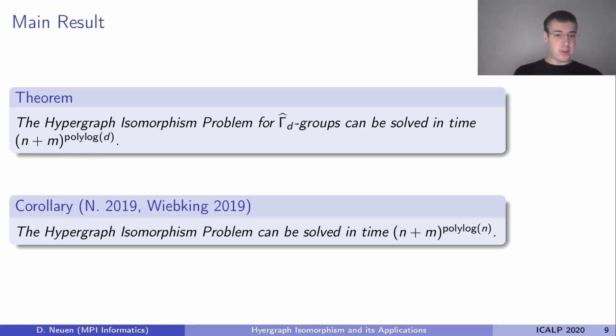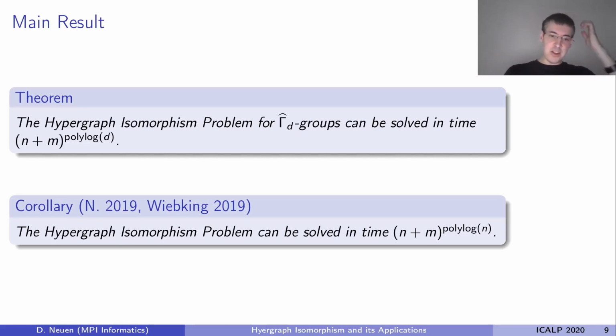And actually the first very immediate implication that we get is the fastest algorithm for the hypergraph isomorphism problem in general. So we have no restriction or no input group given, but we just want to decide whether two given hypergraphs are isomorphic. And well, by the previous theorem, this can be done in time (n plus m) to the polylog n. Okay, and let me just mention here that actually the same result was proved independently by Daniel Wiepking, and this is also presented at this year's ICALP. So if you're interested in that, also have a look at Daniel Wiepking's talk.